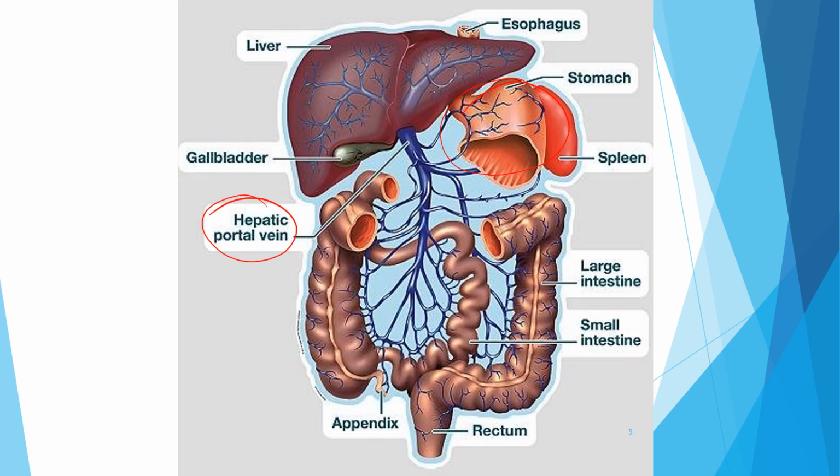Okay, in this picture, the hepatic artery and the hepatic vein is not shown. So what you are looking at right now is the connection of the hepatic portal vein to almost every part of the alimentary canal. All right.